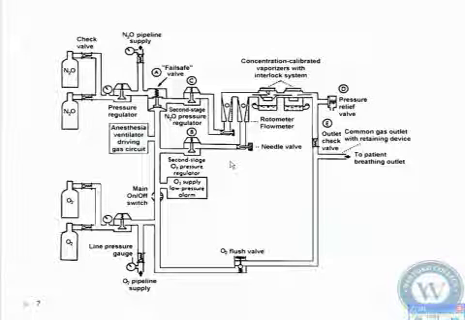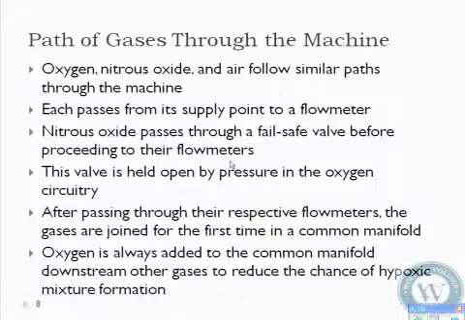Now the patient breathes, exhales, and the gas goes back into the expiratory side, which will include your ventilator. On the expiratory side, that's where you're going to have your bellows, your reservoir bag, and your scavenging system. So here's your pathway of how gases travel.